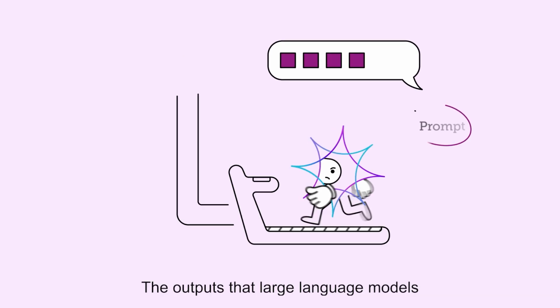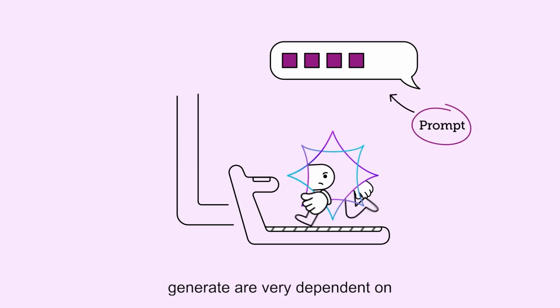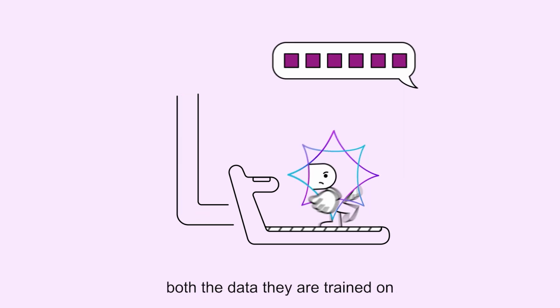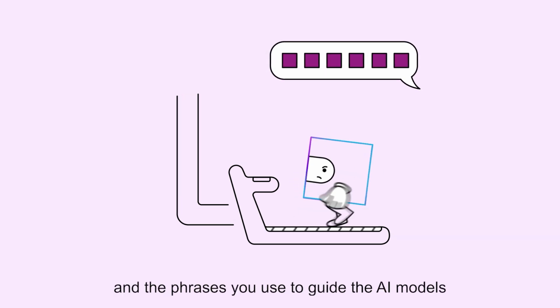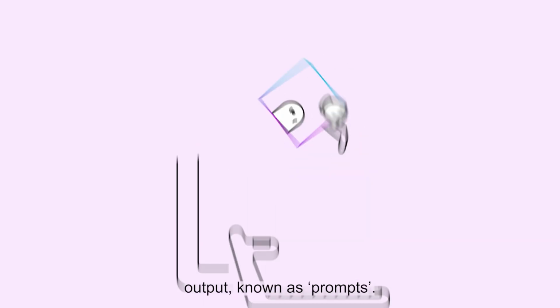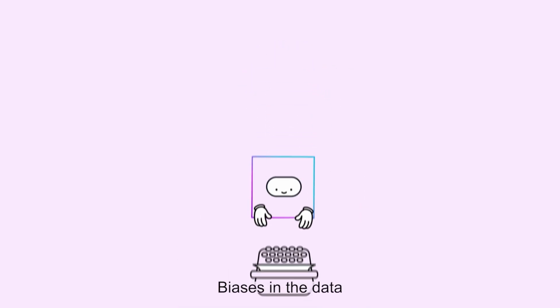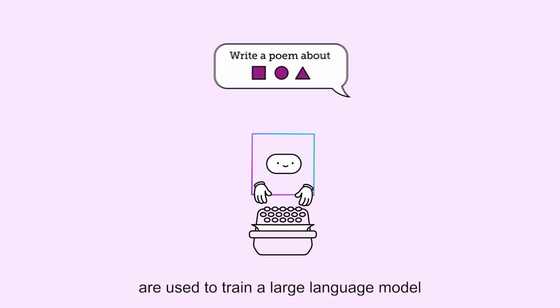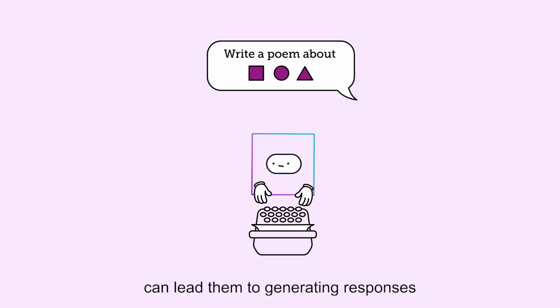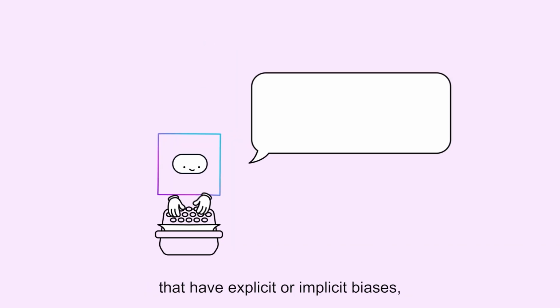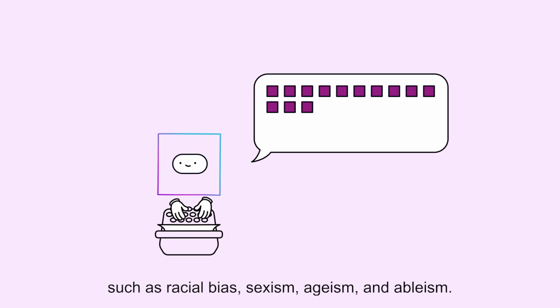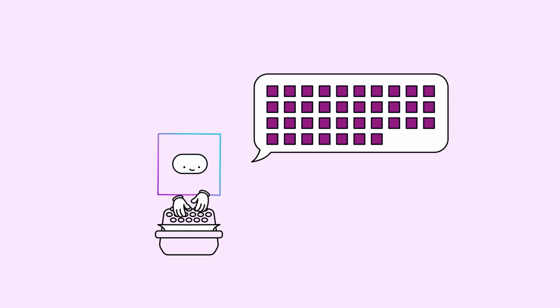The outputs that large language models generate are very dependent on both the data they are trained on and the phrases you use to guide the AI model's output, known as prompts. Biases in the data used to train a large language model can lead them to generating responses that have explicit or implicit biases, such as racial bias, sexism, ageism, and ableism.